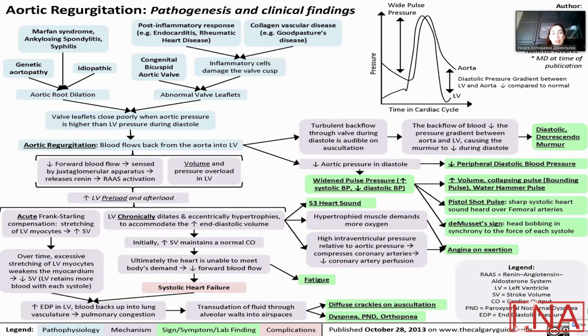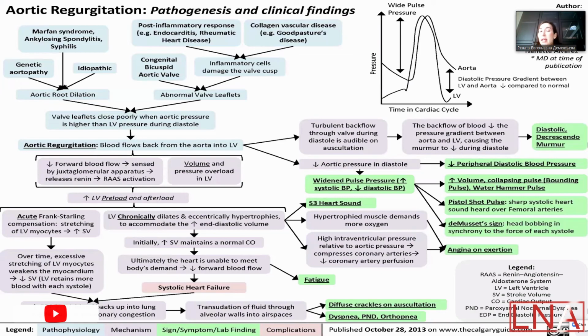This leads to aortic regurgitation, with blood flowing back from the aorta into the left ventricle during diastole. Yes, the turbulent blood flow through the valve during diastole is audible on auscultation. The backflow of blood decreases the pressure gradient between the aorta and left ventricle, causing a murmur that decreases during diastole, a diastolic decrescendo murmur. Also, it leads to decreased aortic pressure in diastole, decreasing peripheral diastolic blood pressure, leading to a widened pulse pressure, increased systolic blood pressure and decreased diastolic blood pressure.